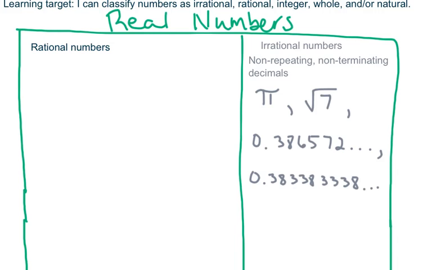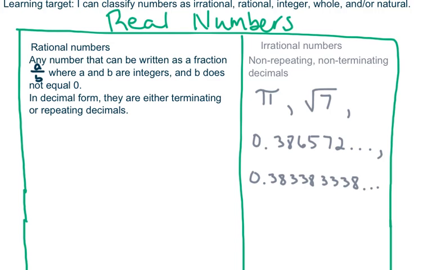Now let's move over to rational numbers and define that. A rational number is any number that can be written as a fraction, and in decimal form, they are decimals that terminate, which means stop, or decimals that repeat. So again, a rational number is any number that can be written as a fraction a over b. A and b have to be integers, and I will define what an integer is in a moment. And b does not equal 0.